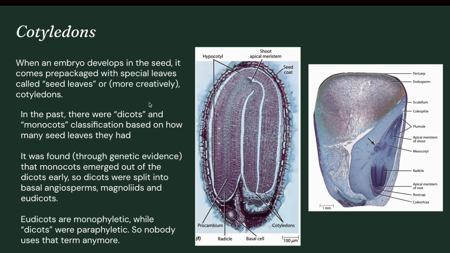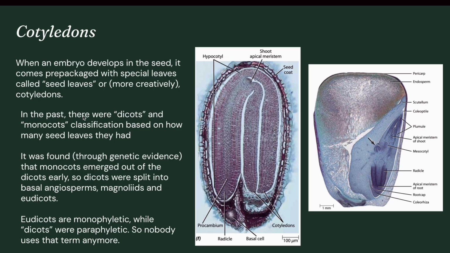So in seed plants, the embryo comes pre-packaged with these special leaves called cotyledons, or seed leaves, I guess. And most of the time they have 2 or more cotyledons. Now, in the angiosperms, it was found that a bunch of plants have only one cotyledon, and it was also found that these plants form a clade. That is, all of these plants with one cotyledon are related by a common ancestor, and their common ancestor also had one cotyledon. And this is very interesting.